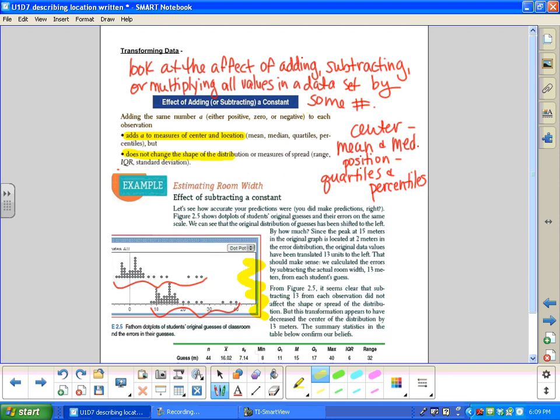So you will need to remember this. I might put a big X by it. I might write it on a piece of paper in your notes. I might write it on the top of your homework. If you're adding or subtracting, measures of center and location change, but measures of spread do not. All right, so now let's go to multiplying.